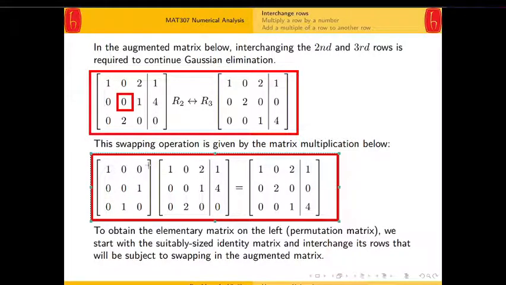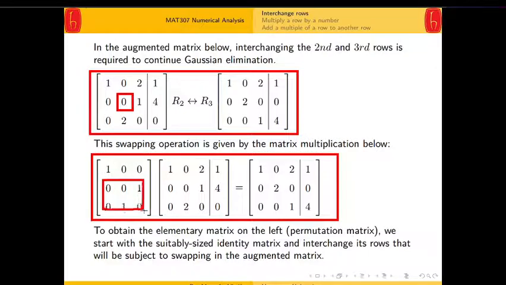So to obtain this permutation matrix, we start with a suitably sized identity matrix. In this particular case, we can multiply from the left by the 3 by 3 identity matrix only, not 4 by 4 or 2 by 2. Okay, so this means we are starting with the 3 by 3 identity matrix and then interchanging the rows that will be subject to swapping in the augmented matrix.